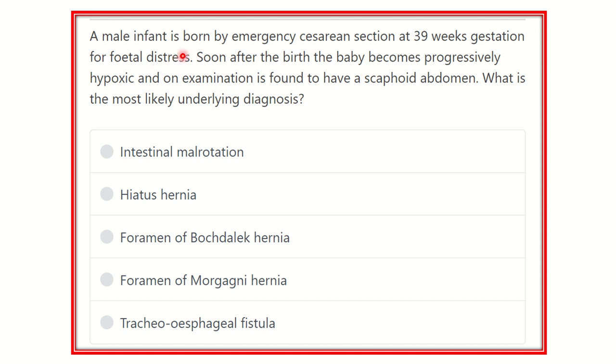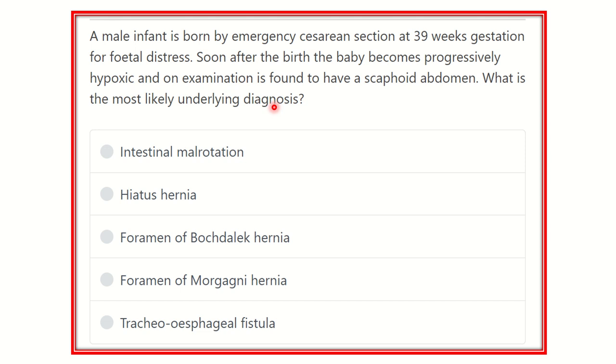A male infant is born by emergency cesarean section at 39 weeks gestation for fetal distress. Soon after the birth, the baby becomes progressively hypoxic and on examination is found to have a scaphoid abdomen. What is the most likely underlying diagnosis?